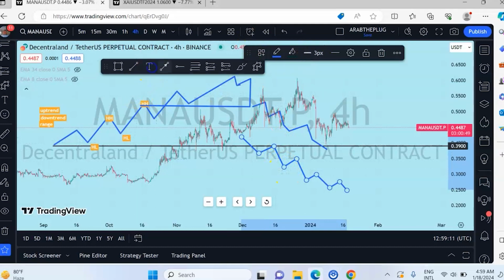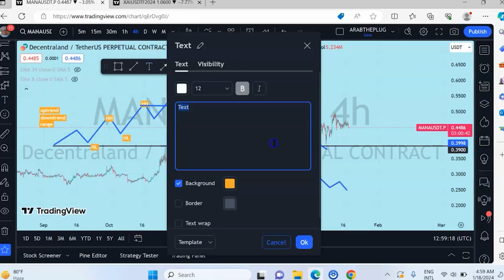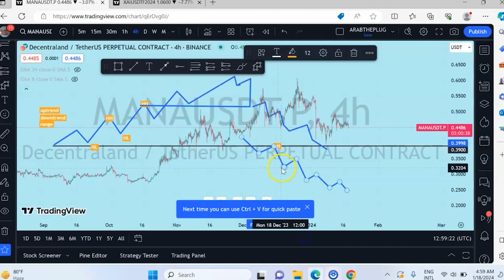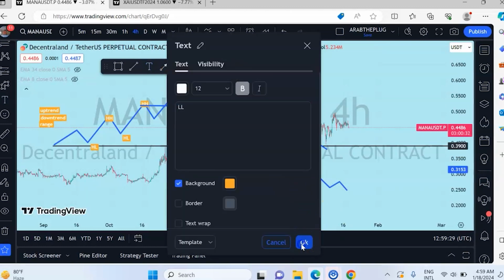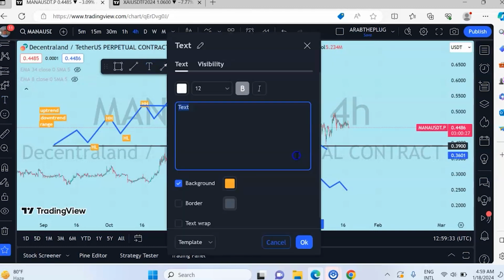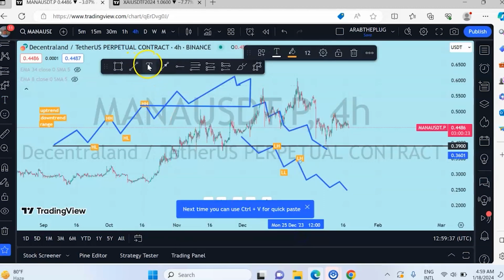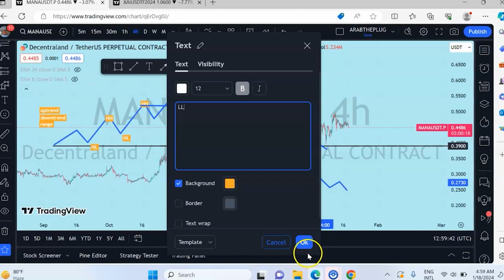So let me just label it for you. This is a lower high. This is a lower high. And this particular point is a lower low. This point again is a lower high. And I'll explain soonest. This point again is a lower low. And that's how it continues.